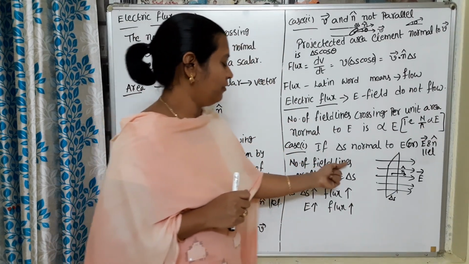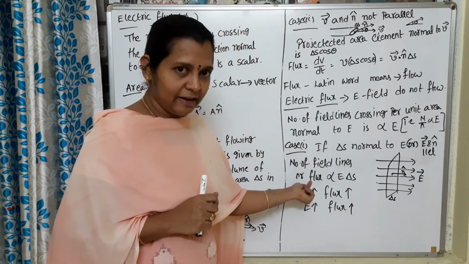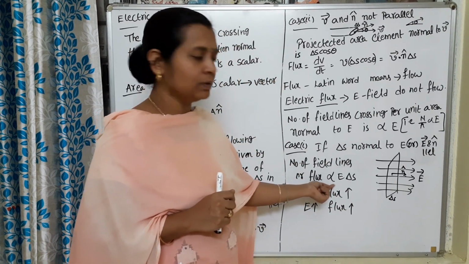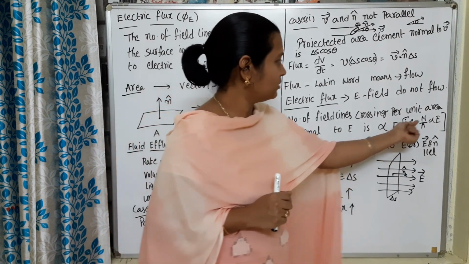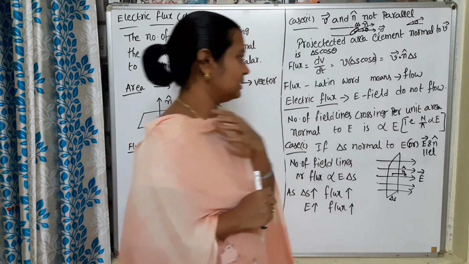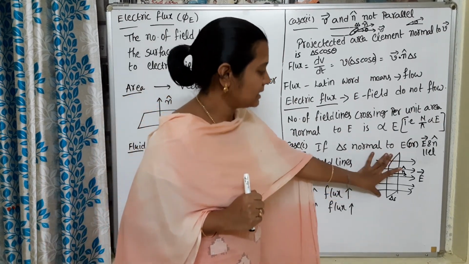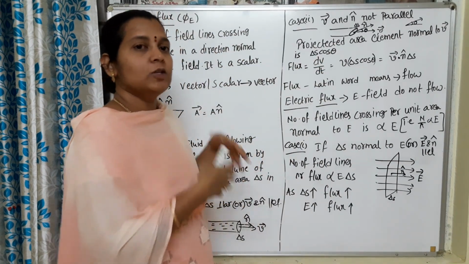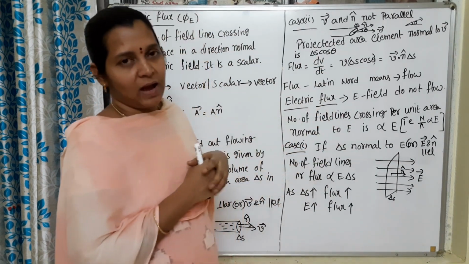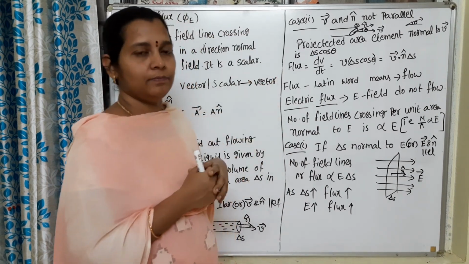So the number of field lines passing through the delta S, or the electric flux, is proportional to the product of electric field and delta S, from the definition of the electric field lines. Right. So here, let us say if I increase this area element, if a larger area element I consider, what happens? More number of lines will pass through that area element. It means that flux increases.